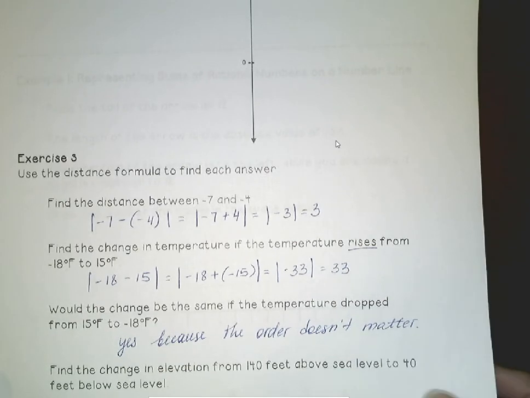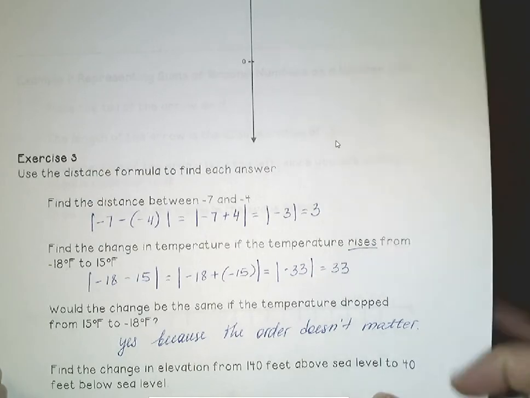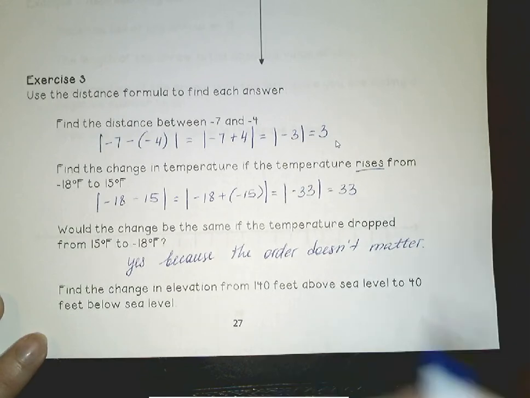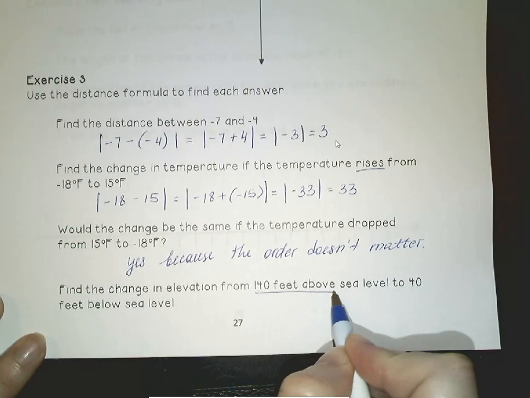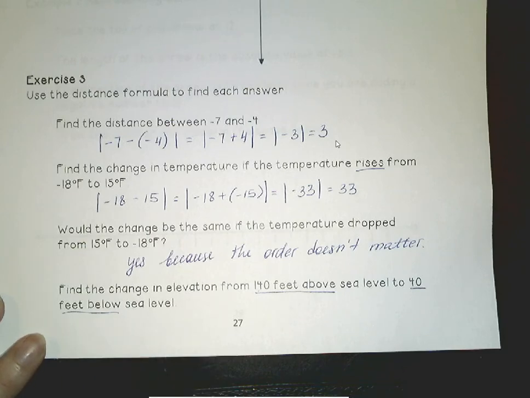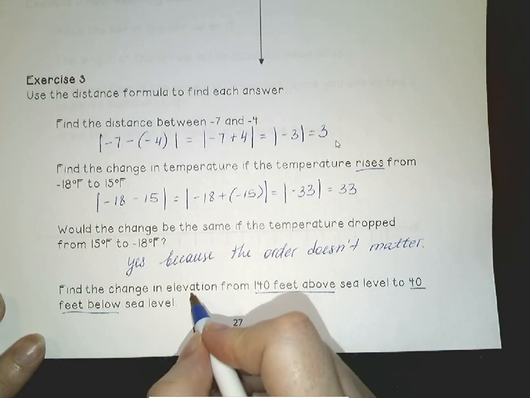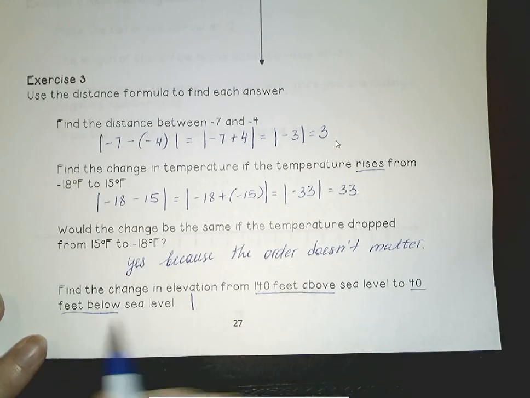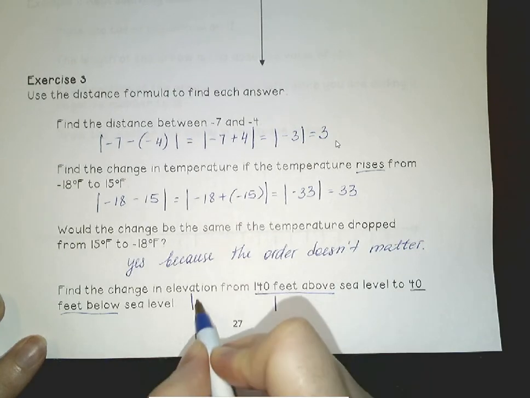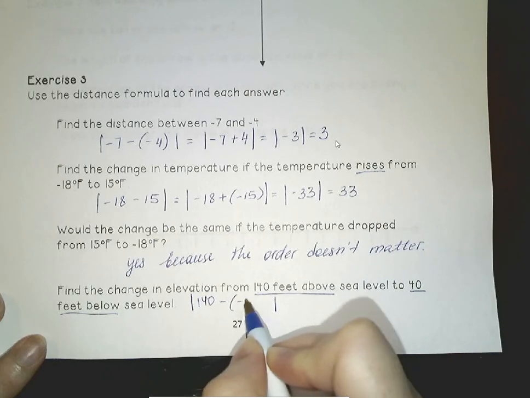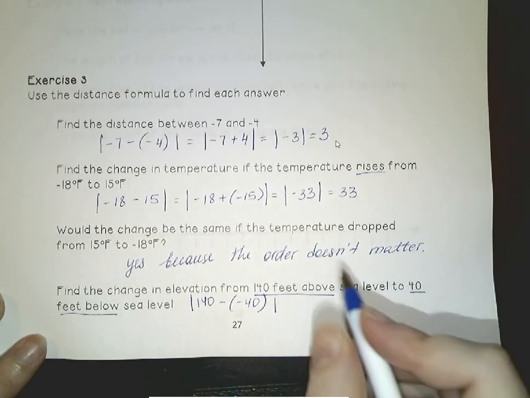Find the change in elevation from 140 feet above sea level to 40 feet below sea level. So 140 feet above sea level, 40 feet below sea level. One number is going to be positive, one number is going to be negative. But it doesn't matter because we're using the absolute value box. Those signs do matter when we are writing them. So 140, I'm subtracting a negative number, -40 feet below sea level.